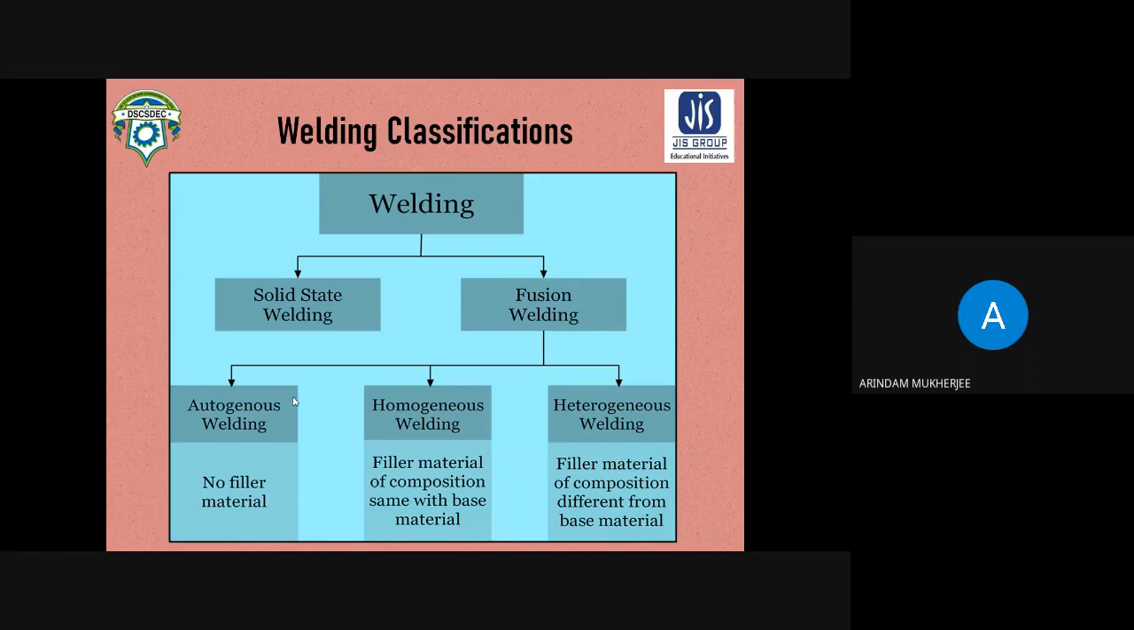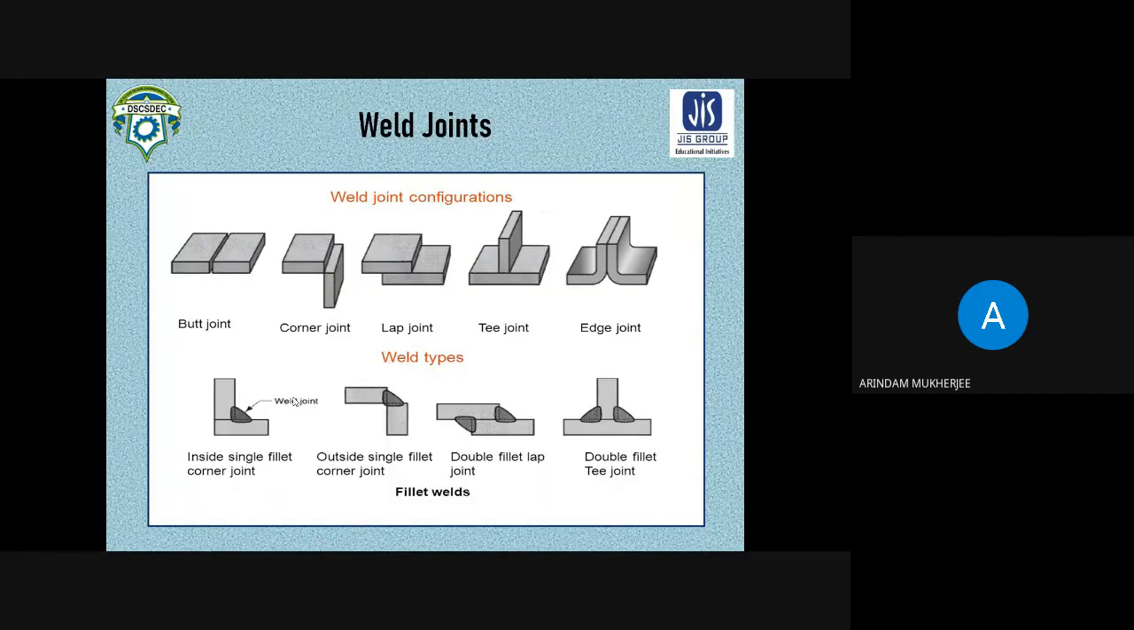Okay, so now let us see the weld joint configurations. These are the configurations which are generally produced by welding: butt joint, corner joint, lap joint, T joint, edge joint.